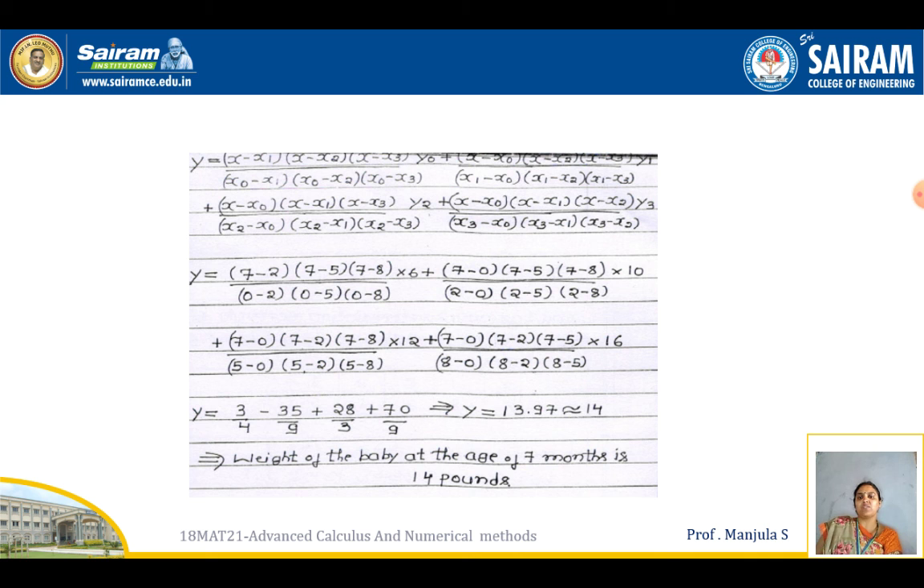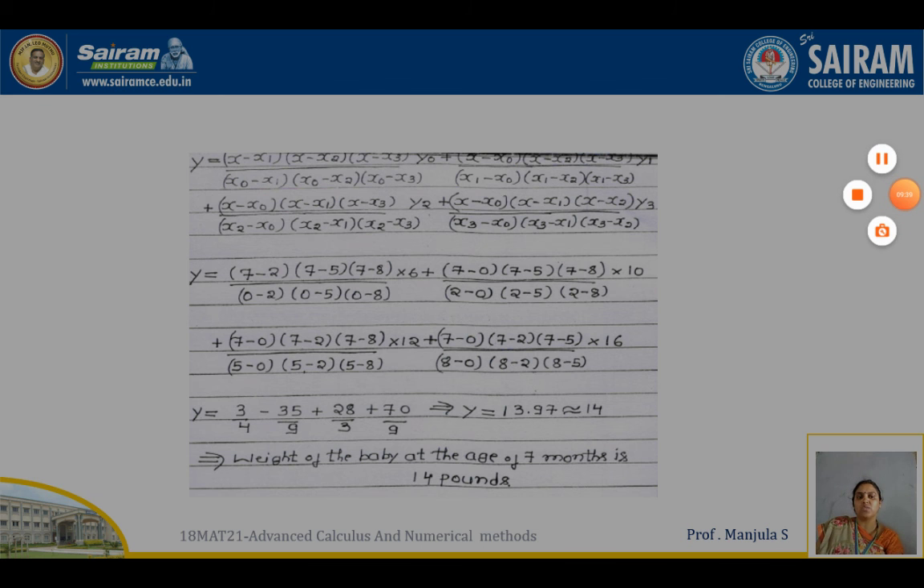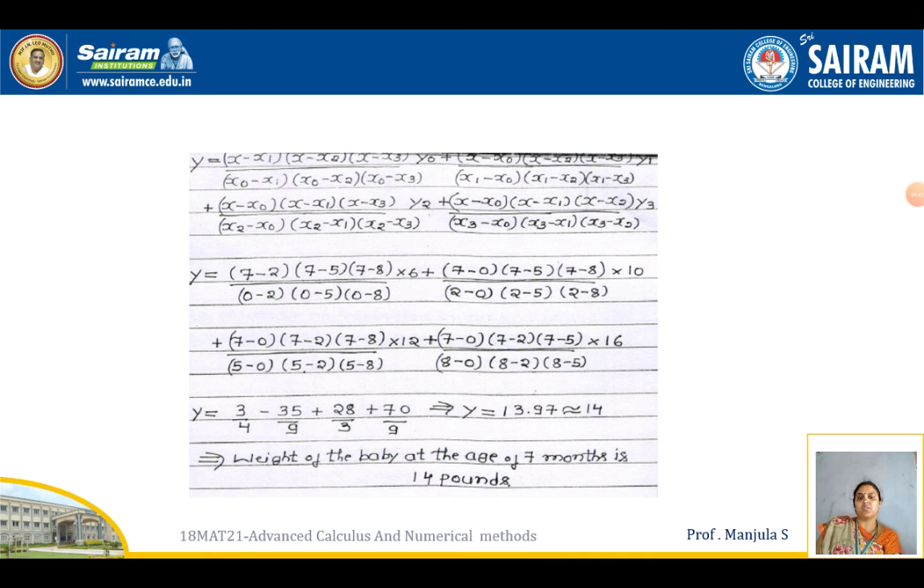Now all the x0, x1, x2, x3 and the corresponding y0, y1, y2, y3 they have given in the question itself. In place of x we have to substitute 7. Carefully substitute all the given values. After substitution you go for simplification with the help of a calculator. That equation will become y equals 3 by 4 minus 35 by 9 plus 28 by 3 plus 70 divided by 9.